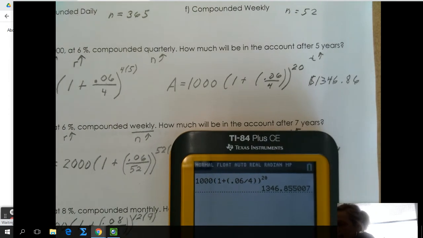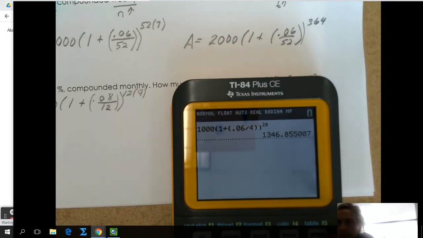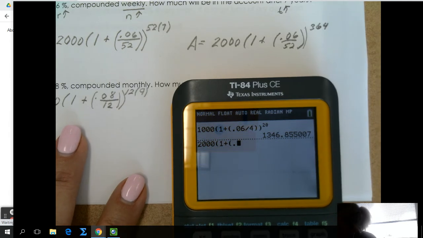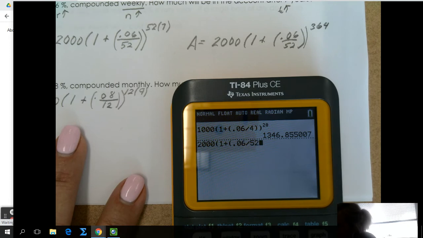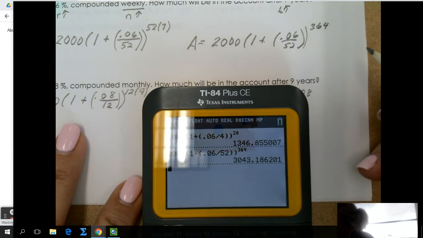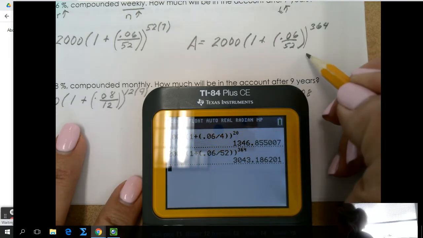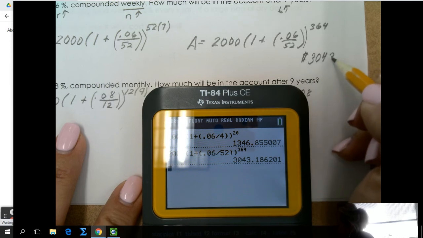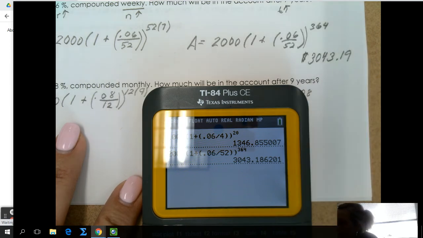Okay, let's look at that second example. We've got $2,000 in this case. 1 plus. I'm going to open up my set of parentheses and take 0.06 and divide it by 52. Close both those parentheses, and we're going to raise that to the 364th power. So again, how much is $2,000 after 7 years, when the interest is compounded weekly? It looks like the final amount is $3,043, and 19 cents on that.